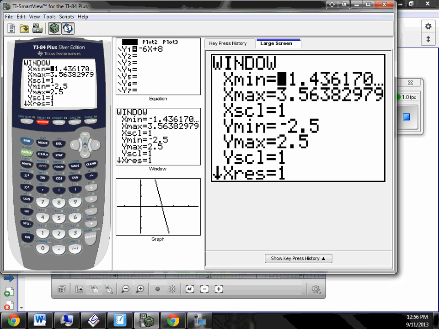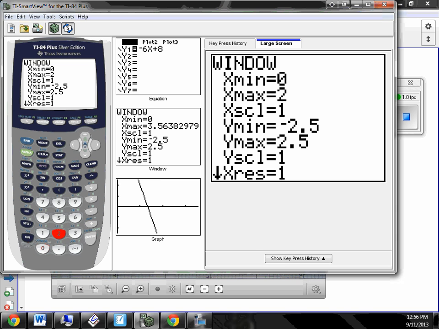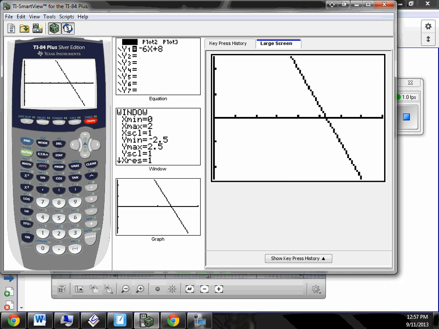So I don't really need to see any negative values, so I'm going to plug in 0. How big do I need to go to see the answer? To 2, maybe? So from 0 to 2, and I can leave my y-axis where it is. This scale, x scale, tells you how often the calculator is going to put a little mark. And 1 is obviously not enough to really know in this case. So I'm going to say 0.25, and you'll watch my x-axis change. So each one of those marks is 0.25. So this is 1, 1.25.